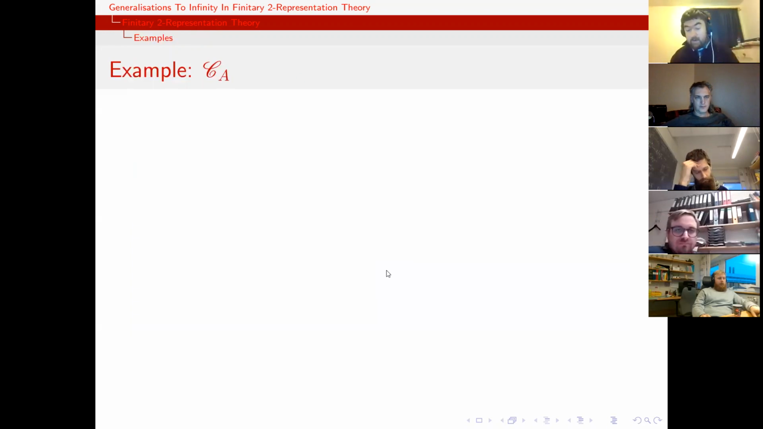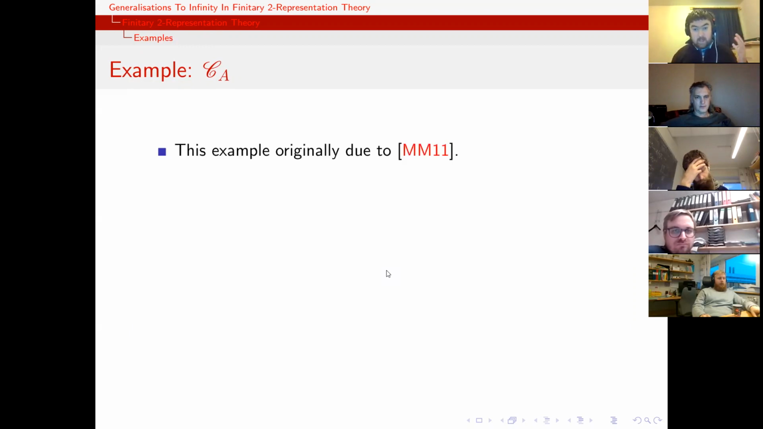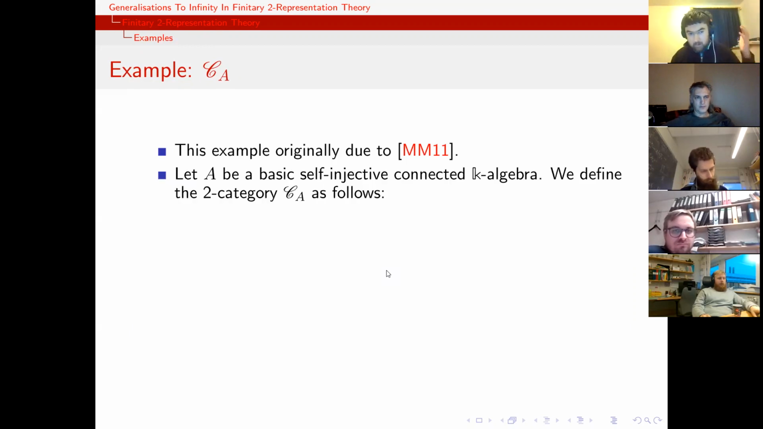So as an example, this is in some sense the simplest example that I'm aware of that holds some interest in the field. We have this thing called CA, which is a two category associated to an algebra, originally coming from the first paper by Wolf and Vanessa. So we take A specifically to be a basic self-injective connected K-algebra. The connected, I will explain in a bit. The self-injective will turn up in a couple of slides.